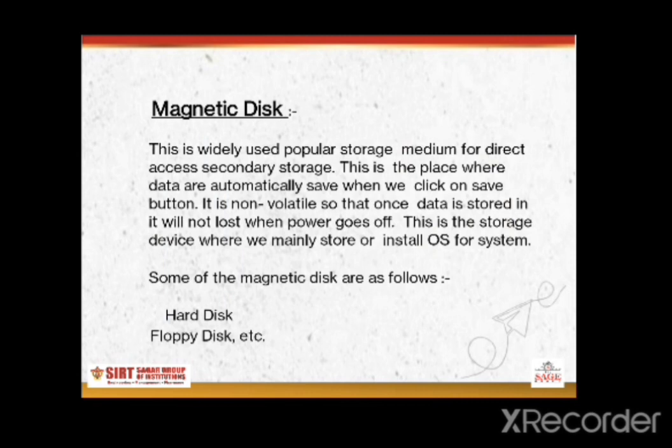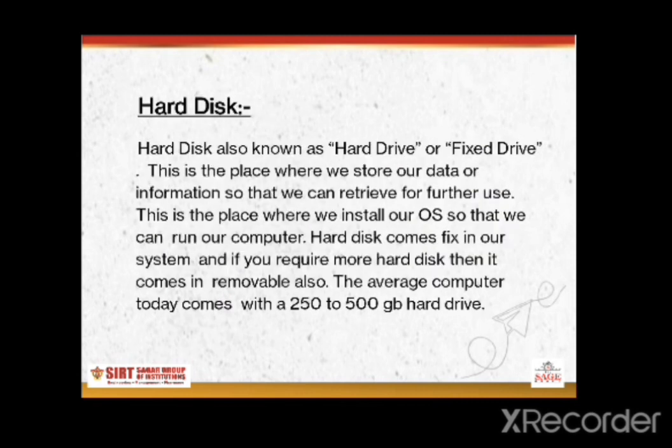So this is the information about the magnetic disk, and it is divided into two parts, that is hard disk and floppy disk. The hard disk is a fixed disk, a fixed drive. This is a place where we can store our data or information so that we can retrieve it for further use. This is a place where we can install our OS so that we can run it on the computer. A hard disk can be fixed in our system, and if we require more, it also comes in removable form. The average computer today comes with a 250 to 500 GB hard disk. A hard disk is an expensive storage device because it contains the disk as well as drives.